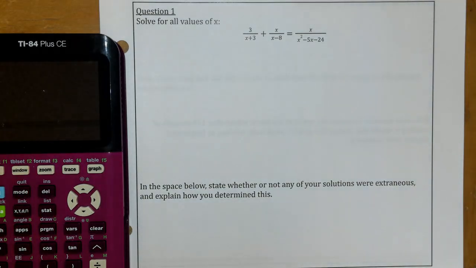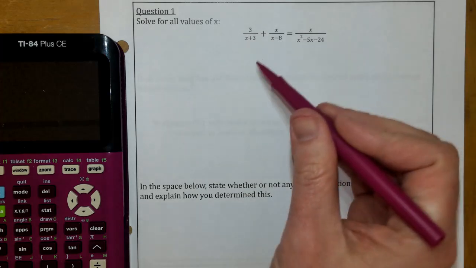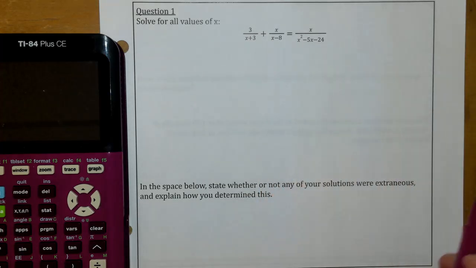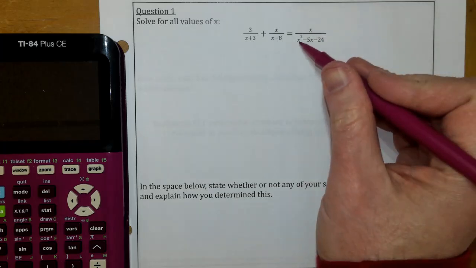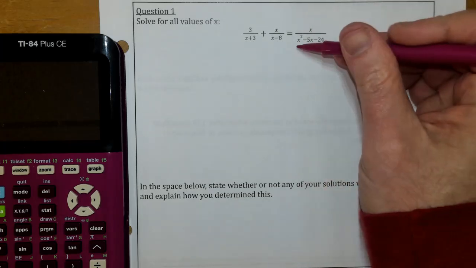Question 1. Solve for all values of x. So remember, when we have all these fractions here, if we can get common denominators, we can just cross off the denominators entirely. So let's look at this one right here. I notice that that's factorable, right?